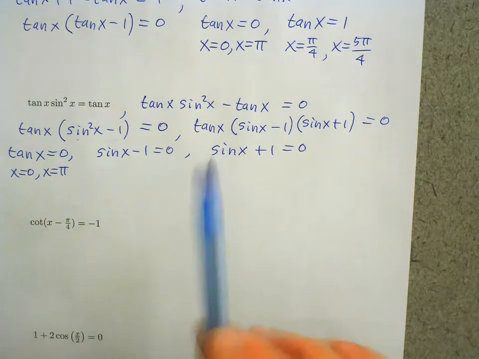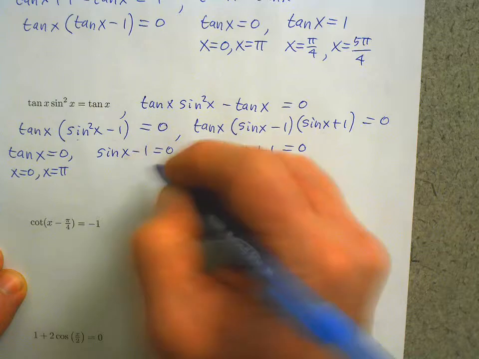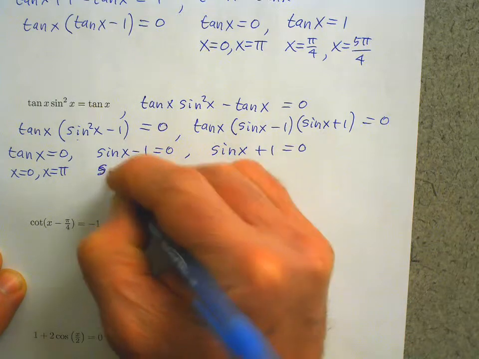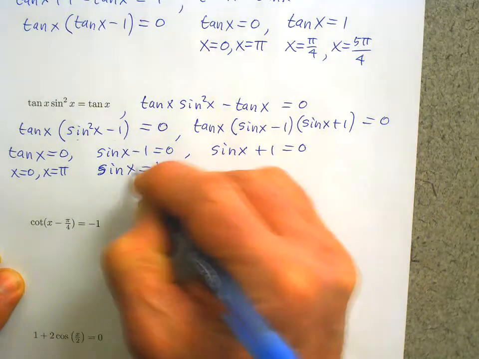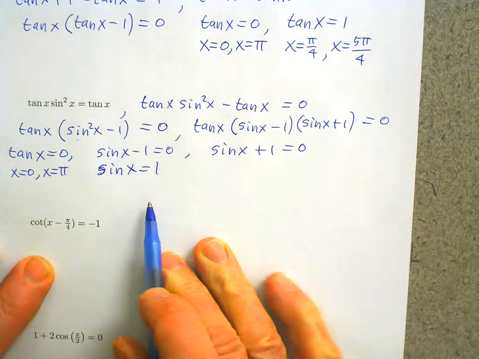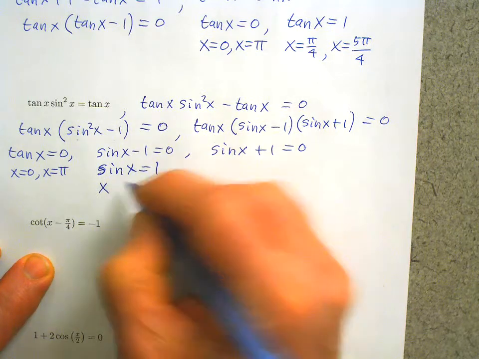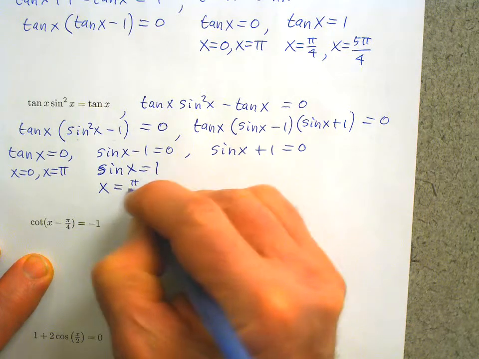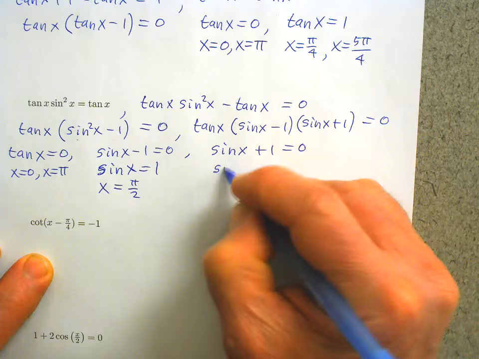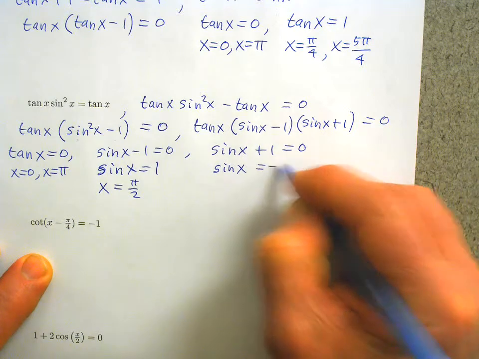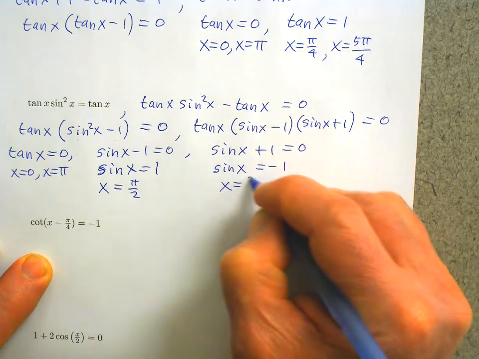Okay, sine of x minus 1 equals 0, so sine of x equals 1. Between 0 and 2 pi, this occurs only once when x is pi over 2. And then sine of x equals negative 1 when x is 3 pi over 2.